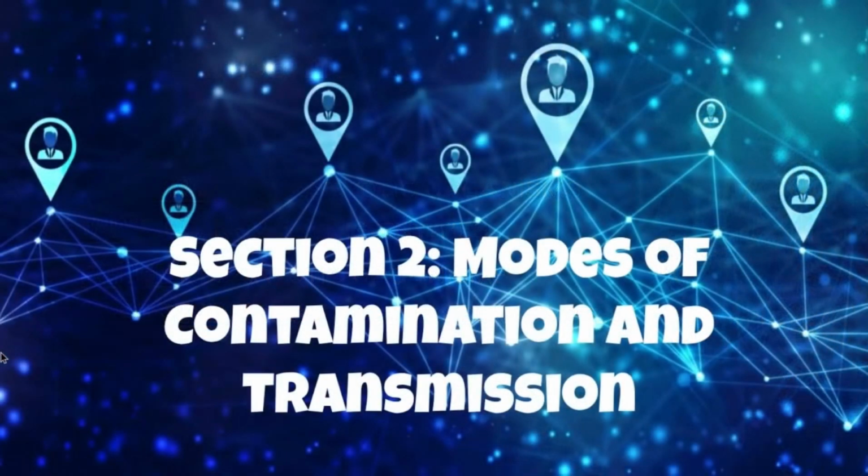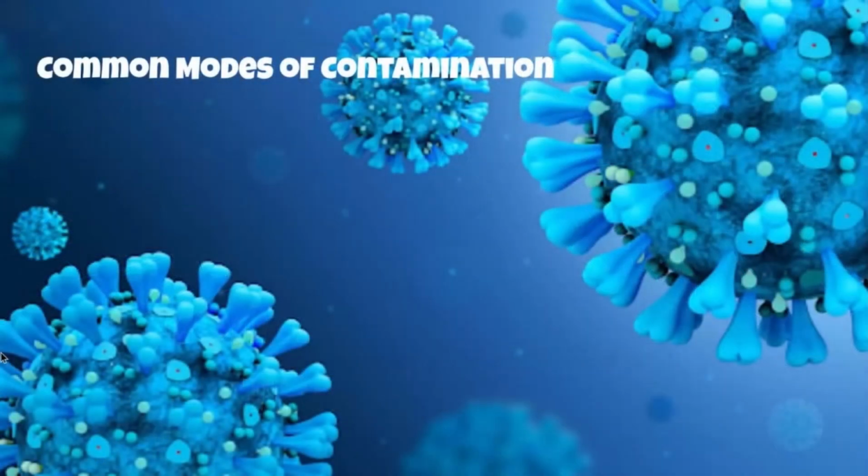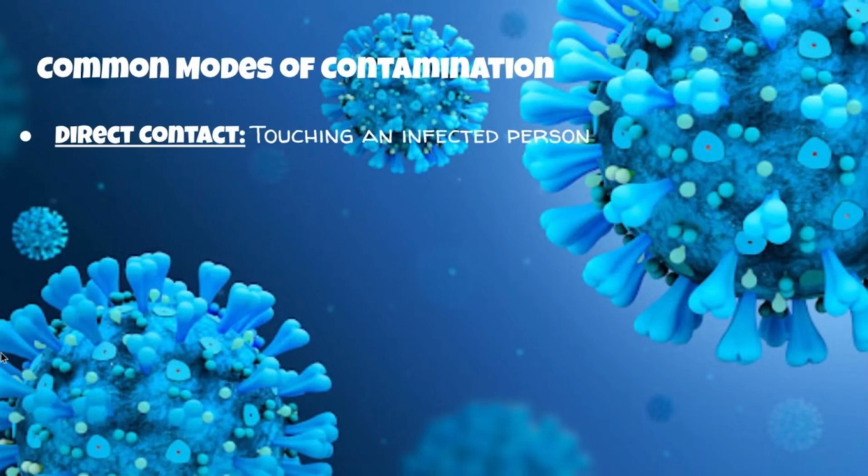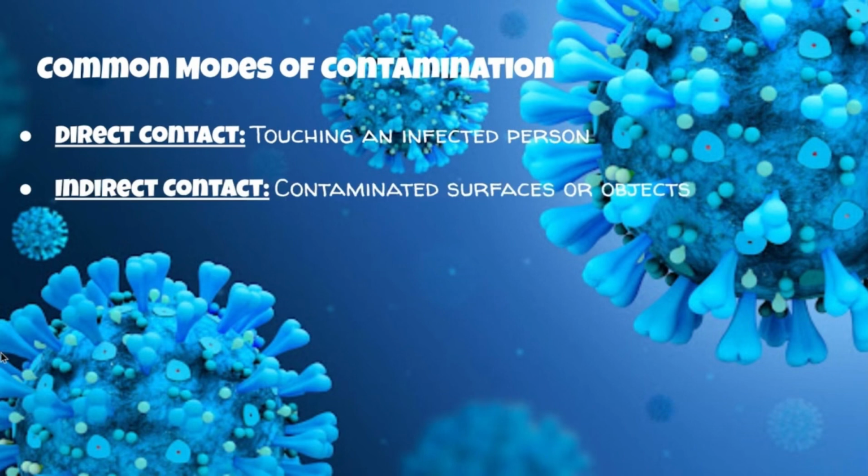Moving on to Section 2, which is modes of contamination and transmission. The first mode of contamination is direct contact, which involves touching an infected person through shaking hands or touching open wounds, basically any physical touch. The next one is indirect contact, which involves touching a contaminated surface or object, such as your desks, the bathrooms, your phones, etc.